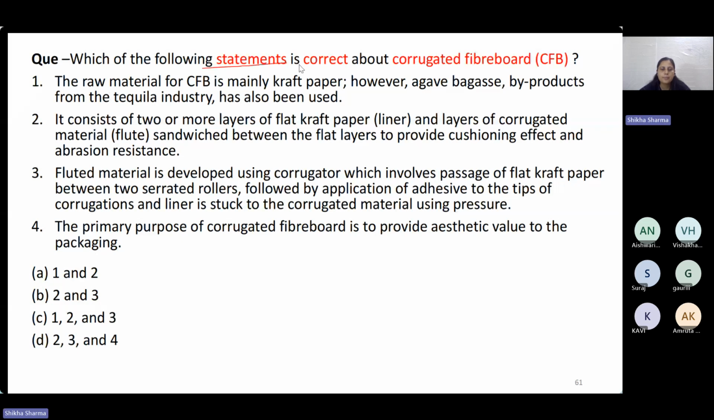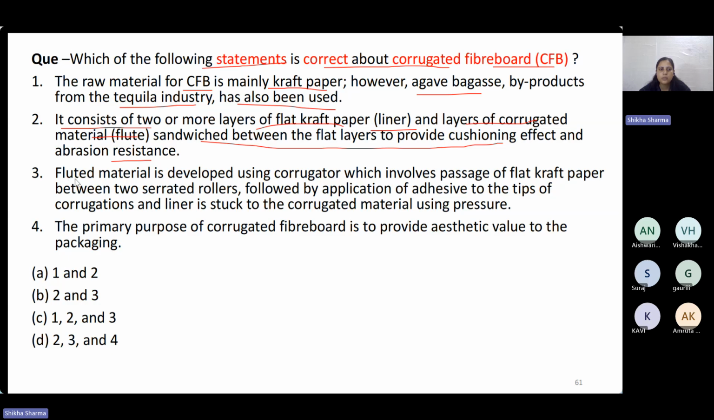Which of the following statements is correct about corrugated fiber board, which is CFB? The raw material for CFB is mainly kraft paper. However, agave bagasse, a byproduct from the textile industry, has also been used. The second statement is it consists of 2 or more layers of flat kraft paper, liners, and a layer of corrugated material known as flute, sandwiched between the flat layers to provide cushioning effect and abrasion resistance.